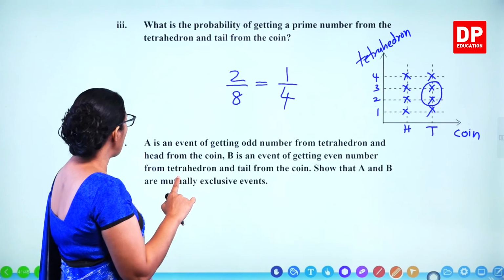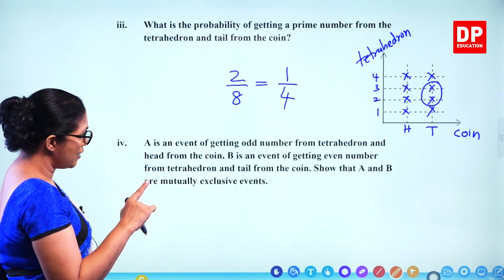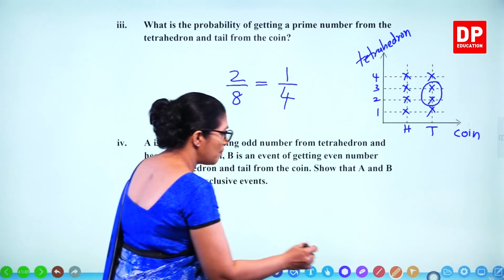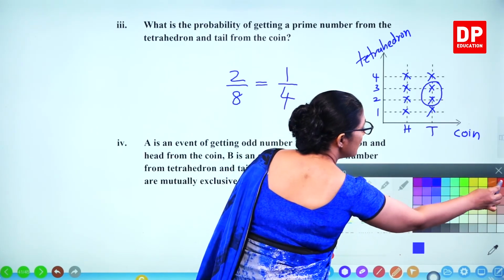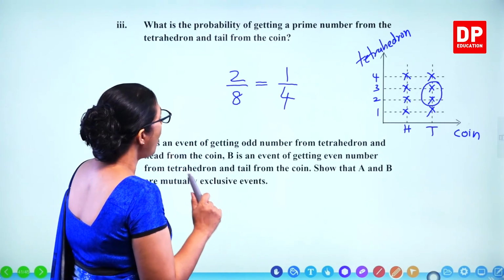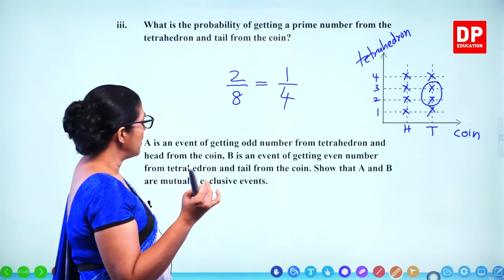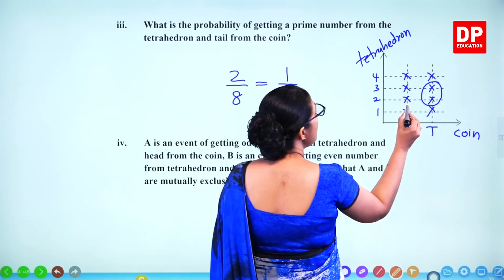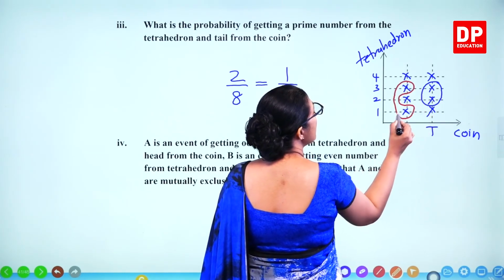And what about the other one? A is an event of getting an odd number from the tetrahedron and head from the coin. So we'll mark the A event. I'll take red. Odd number from tetrahedron. What are the odd numbers? 1 and 3. And head from the coin. 1 and 3, head. So these are the possibilities you can get. That's A.